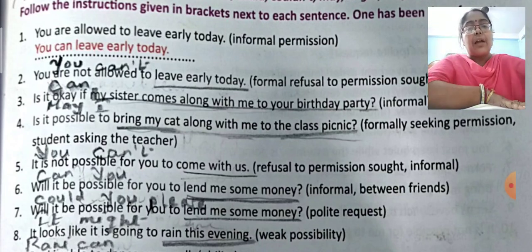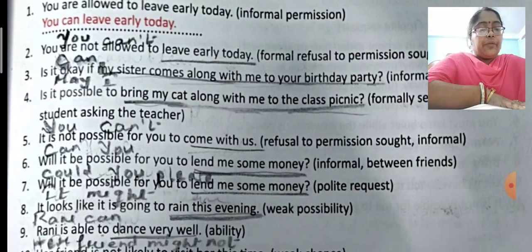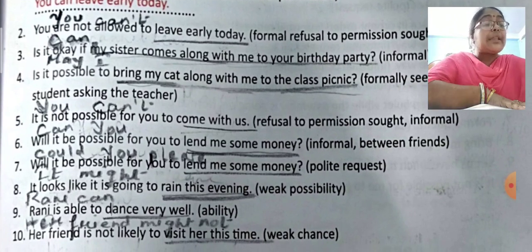Just see, I have marked there for you. You cannot come with us. Okay. Now the next. Will it be possible for you to lend me some money?